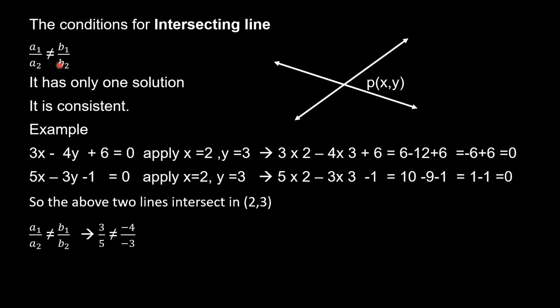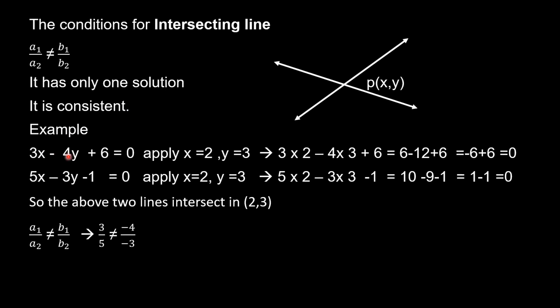Already we told a1x plus b1y plus c1 equal to 0 is the first equation, a2x plus b2y plus c2 equal to 0 is the second equation. So we should have the condition a1 by a2 is not equal to b1 by b2. Then those lines will be intersecting lines. It has only one solution. When a line is having a solution, then it is consistent.